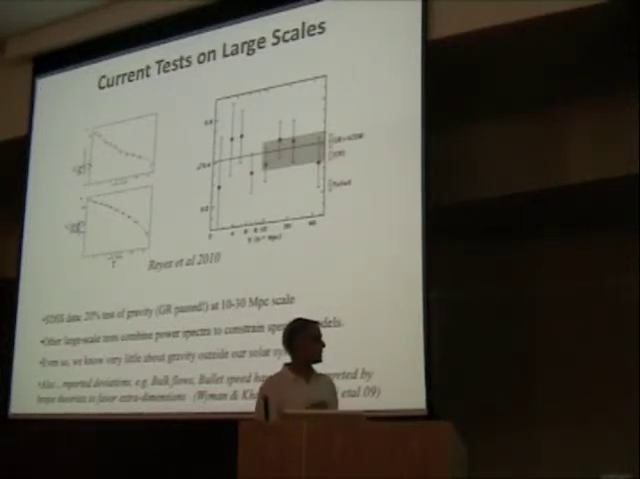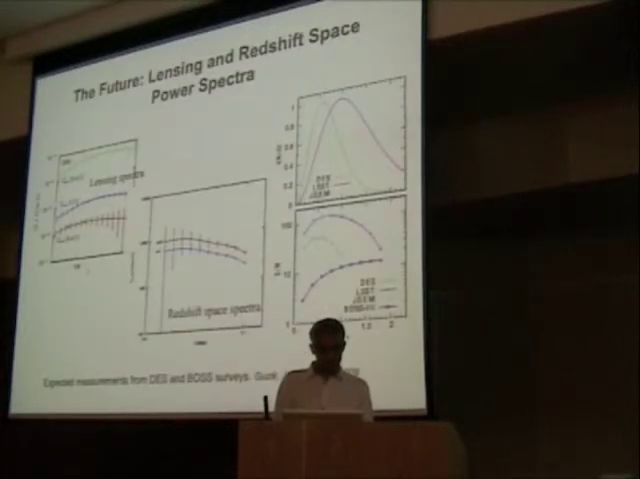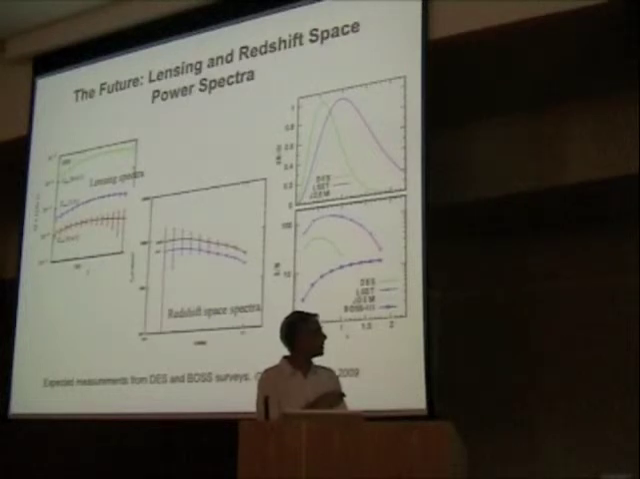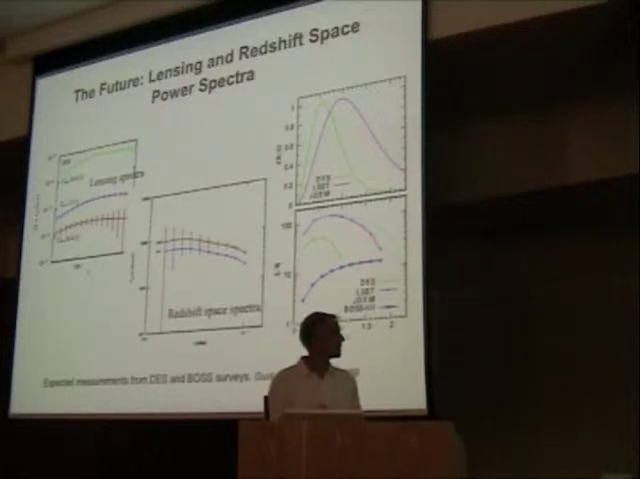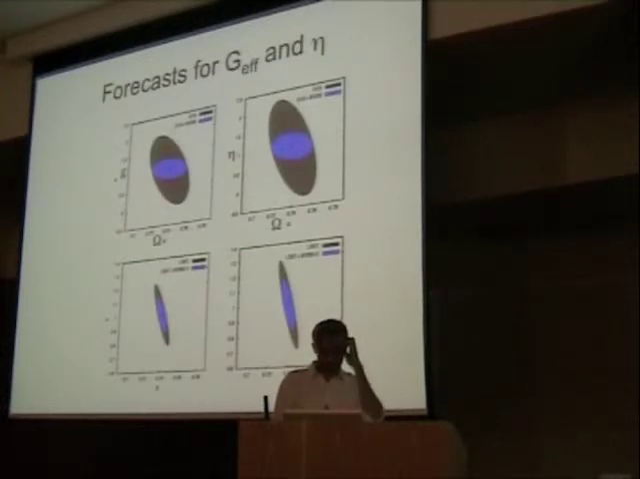So there's this test and a couple of others, but this is very limited information that we have about gravity on large scales. So in the future, we want to do similar exercises, but with bigger data sets. So this is the kind of measurements we'd use from, say, the Dark Energy Survey, lensing power spectra, cross power spectra, and the redshift space PGV from a survey like BOSS. So if you do that, then you can get constraints on G effective and eta.